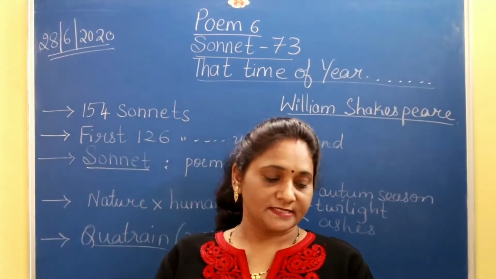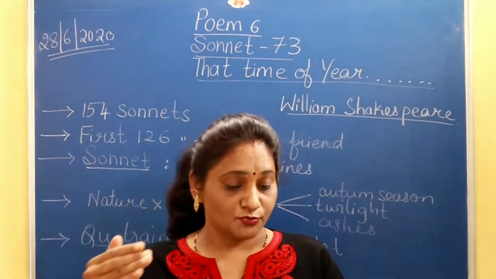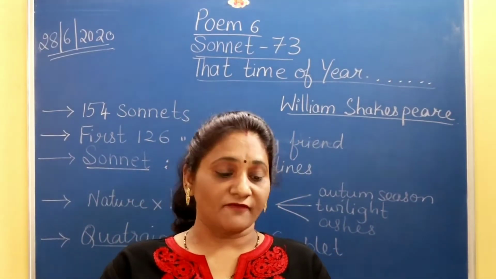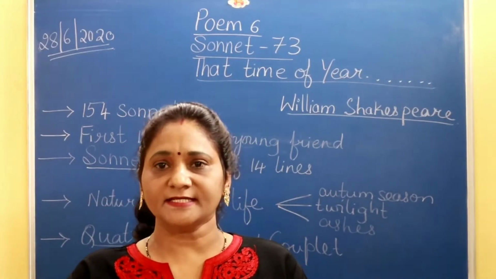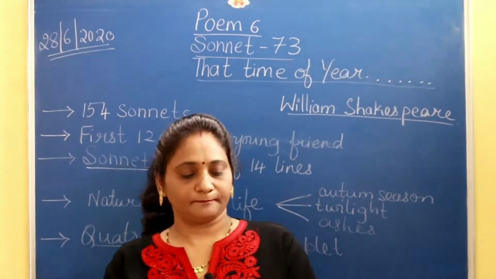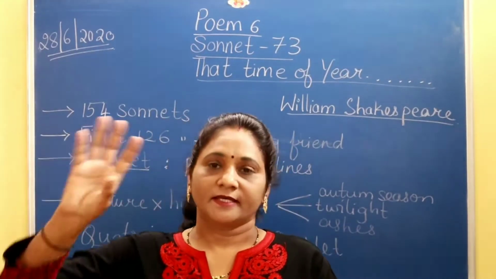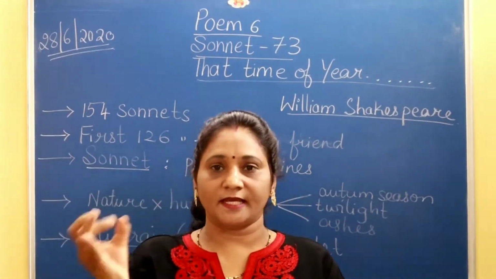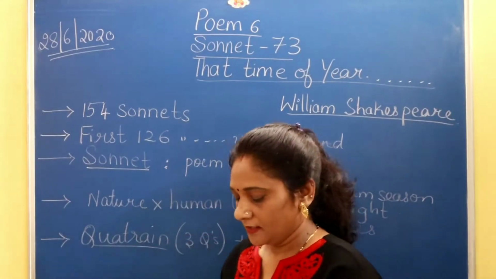The poet compares his age to the autumn season, his age to the twilight, that is the time after sunset and just before the moon is visible, and his age to ashes.